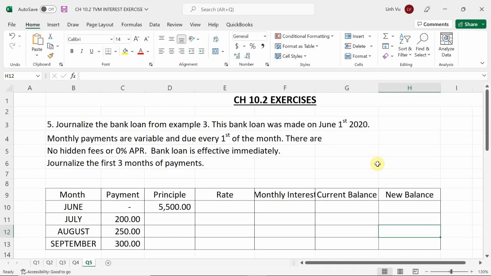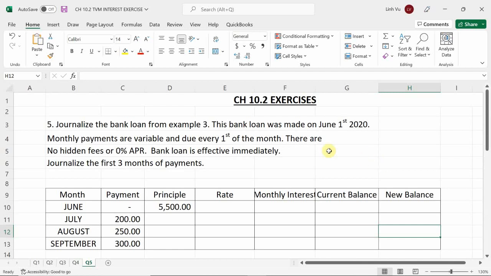Okay, and of course, there are no hidden fees and no zero APR. So that means you're going to be hit with interest as soon as you can accrue interest, the very following month. So no grace periods here. And of course, the bank loan is effective immediately. Okay, so guys, let's journalize the first 3 months of payment.